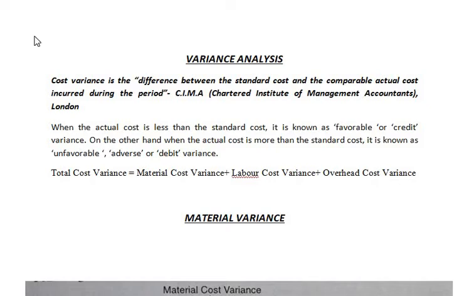Now under the variance analysis, when the actual cost is less than a standard cost, it is known as favorable or credit variance. On the other hand, when the actual cost is more than a standard cost, it is known as unfavorable, adverse, or debit variance.